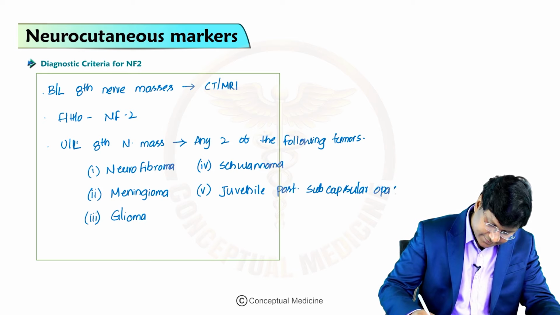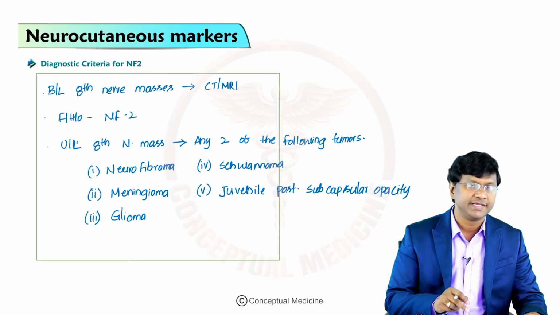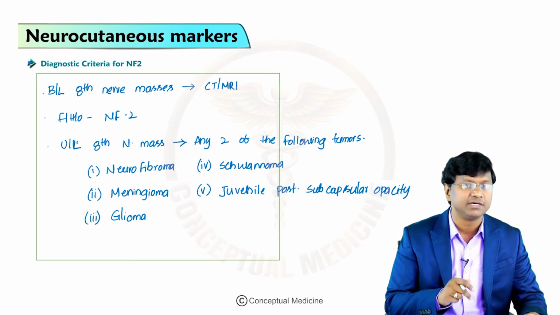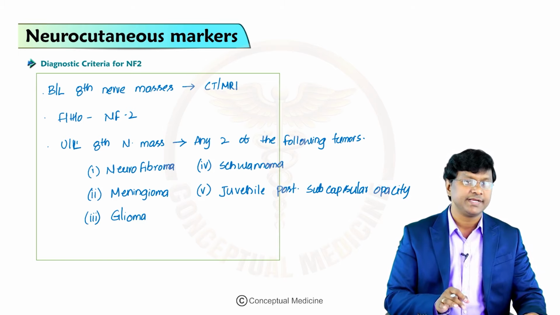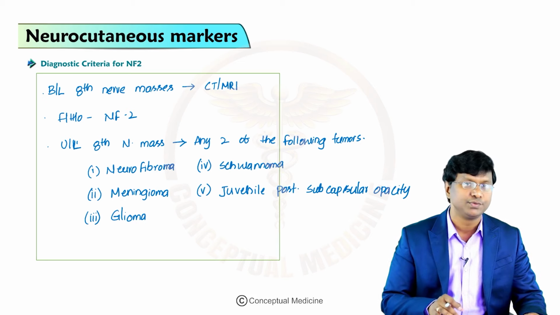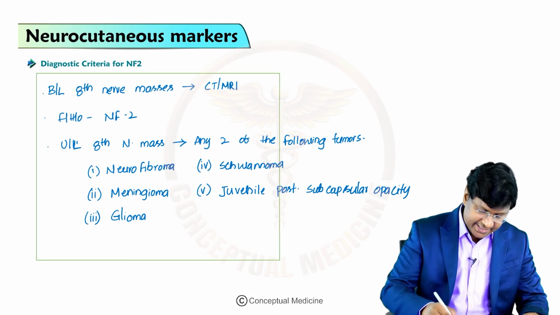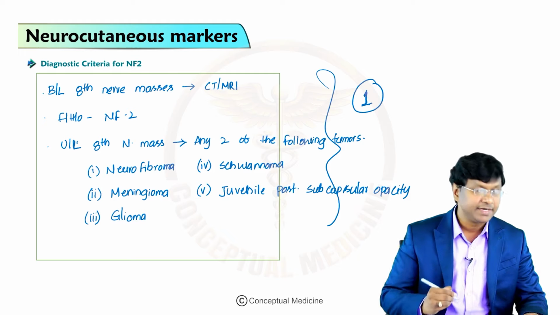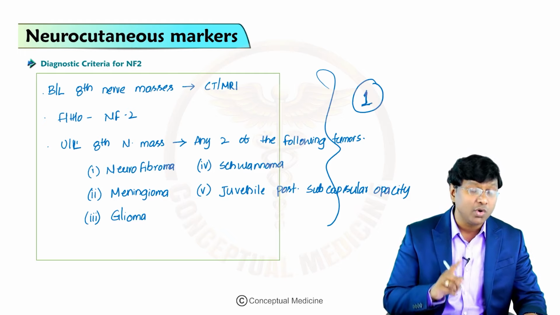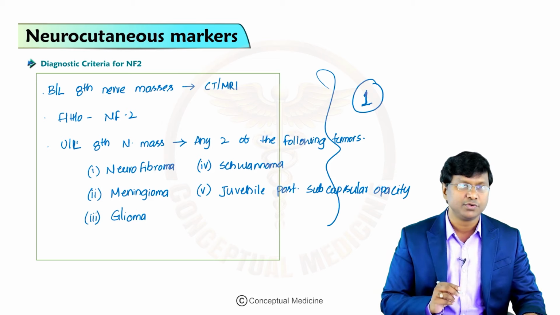Right, so these are any two of the following should be there along with the eighth nerve mass. So to consider the diagnostic criteria of neurofibromatosis type 2, it is diagnosed when any one of the following is there. That is about the diagnostic criteria of neurofibromatosis type 2, right?